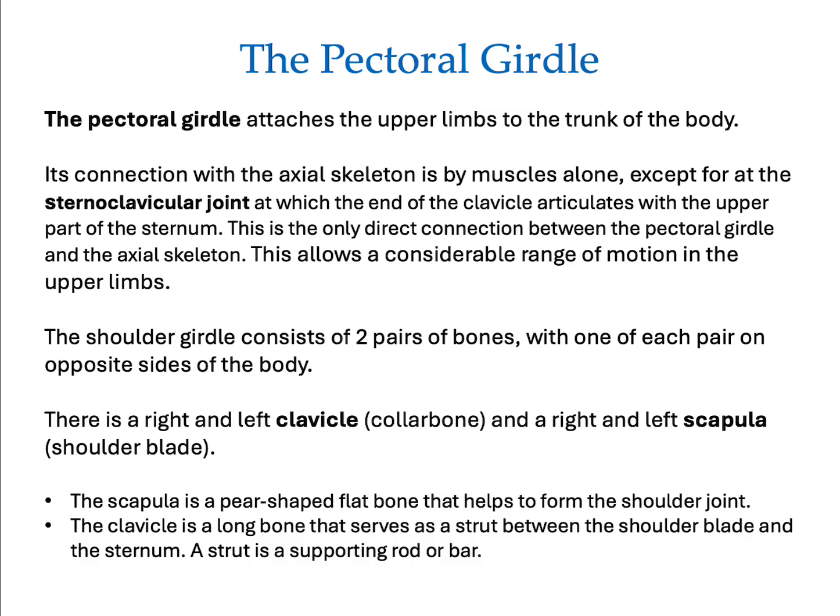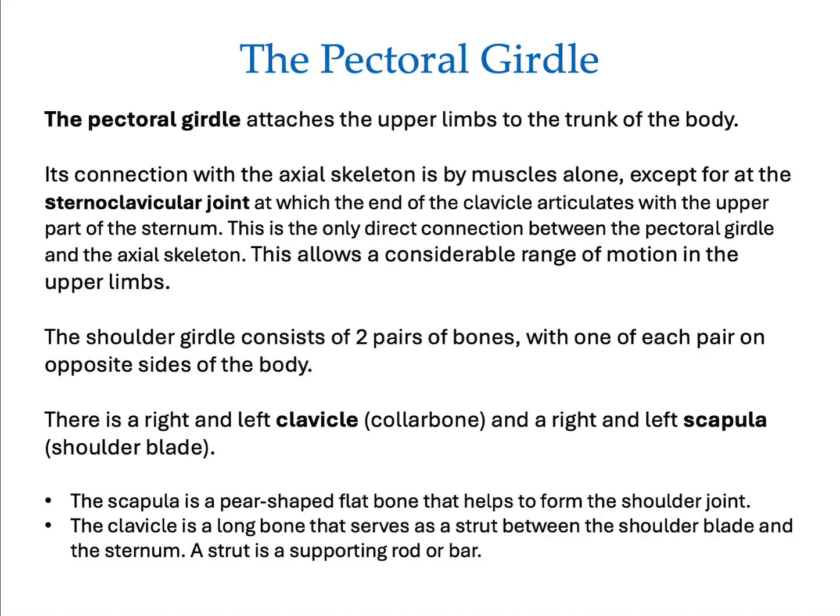The pectoral girdle. The pectoral girdle attaches the upper limbs to the trunk of the body. Its connection with the axial skeleton is by muscle alone, except for at the sternoclavicular joint, at which the end of the clavicle articulates with the upper part of the sternum. This is the only direct connection between the pectoral girdle and the axial skeleton. This allows a considerable range of motion in the upper limbs.